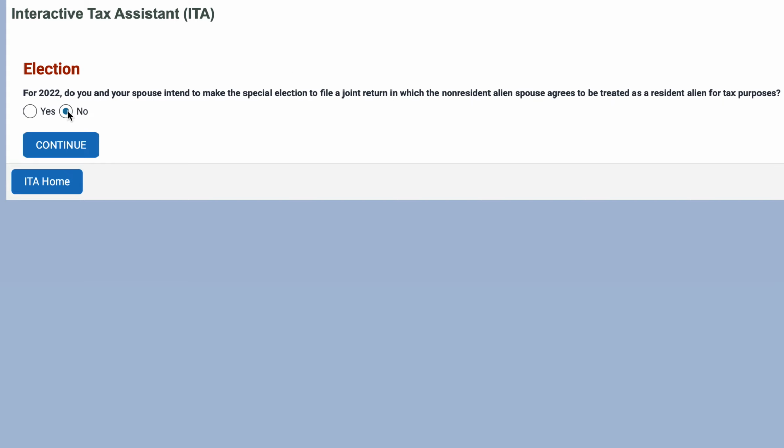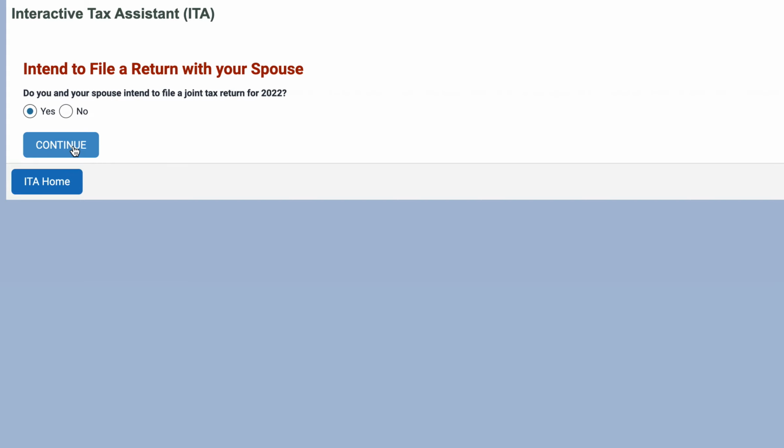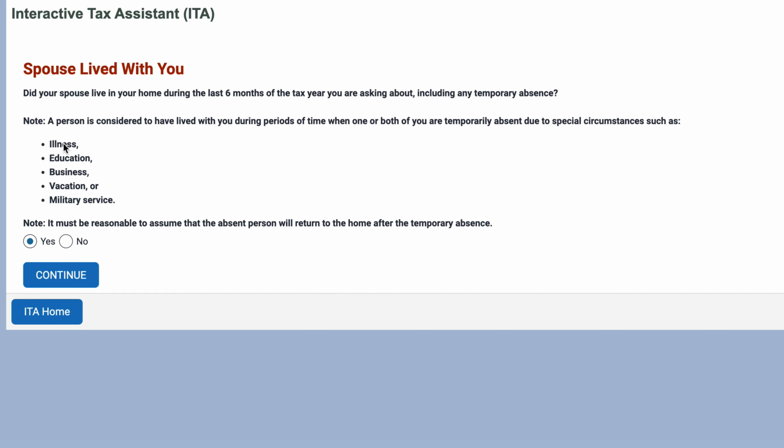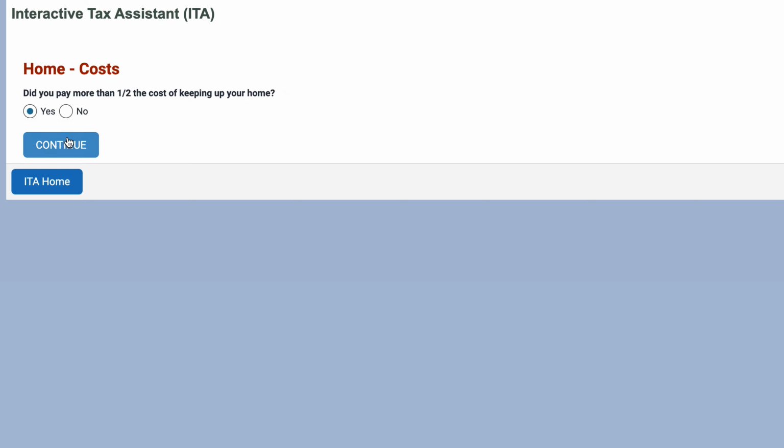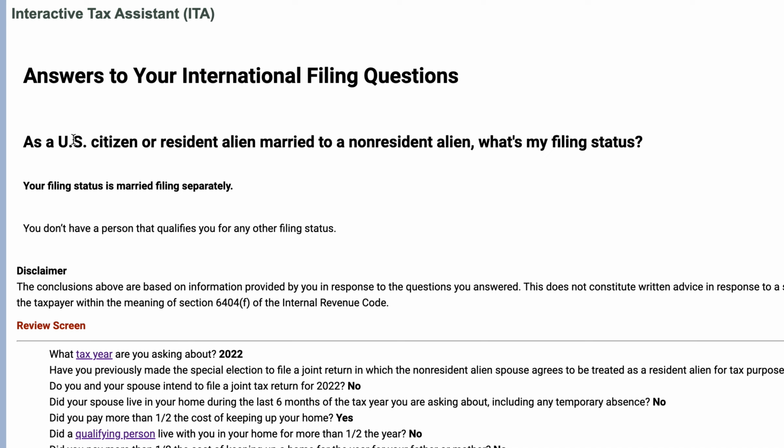Let's say you don't intend to make the special election, you don't intend to file a joint tax return, your spouse did not live with you, but you did pay more than half the cost, a qualifying person did not live with you. In that case, you would be married filing separately. So I think we covered all of the different decision branches.